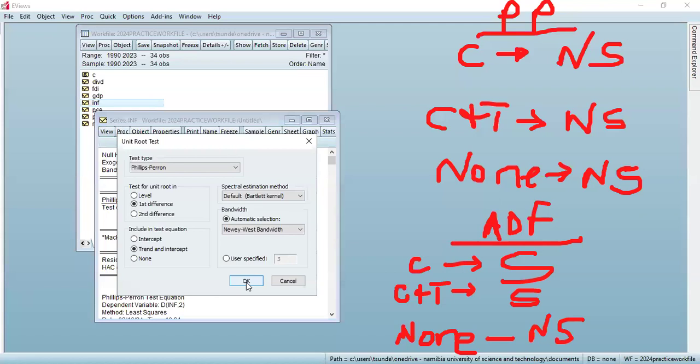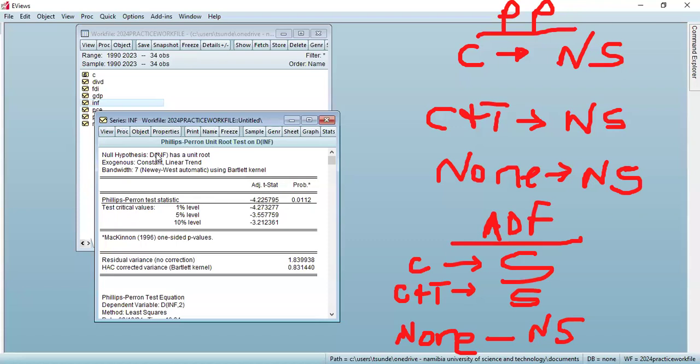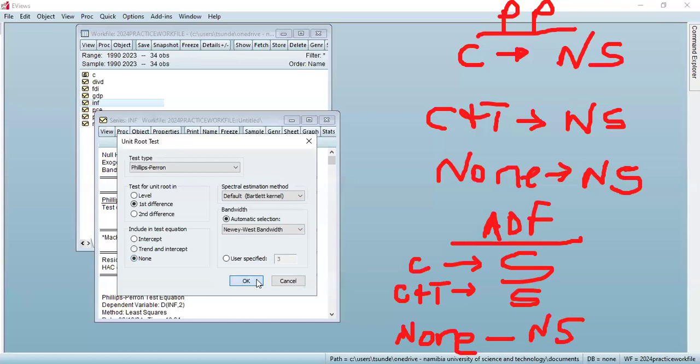First difference, first difference of inflation is stationary at the 5% level of significance, was 0.012, which lies between 1% and 5%. So it's now 5%. Even if you take the calculated t statistic, it lies between 5% and 1%, which means it's significant at 5%. So it's stationary at 5% level of significance. Then the last test, unit root at none, it's stationary at 1% level of significance.